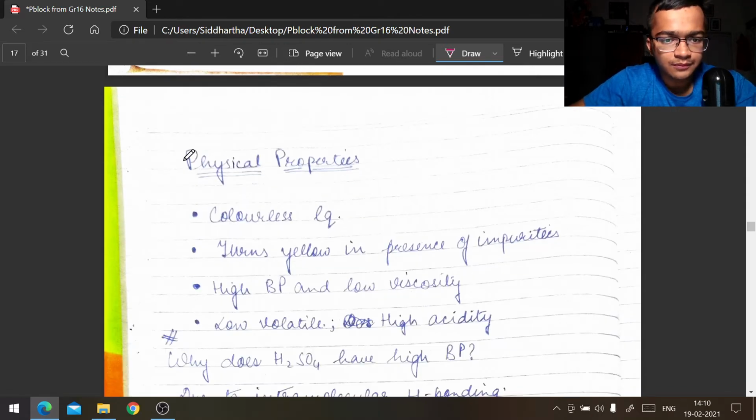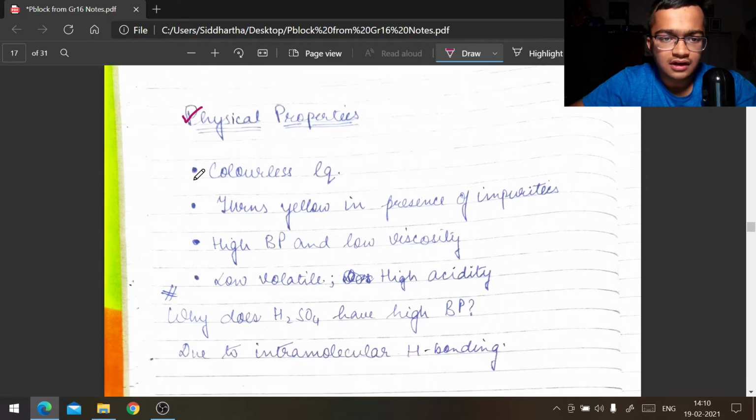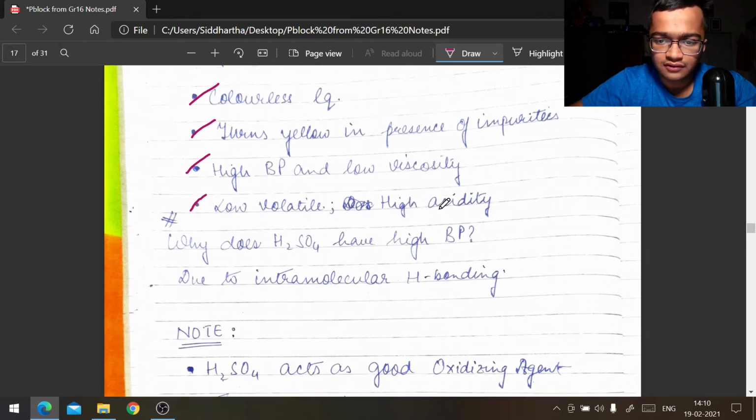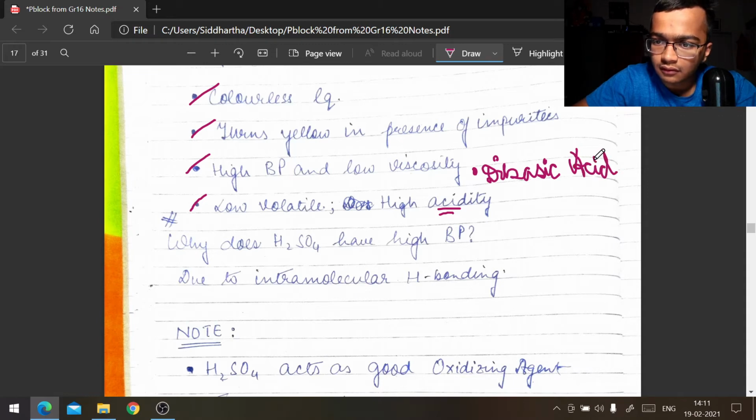Now the physical properties. It is a colorless liquid, it turns yellow in the presence of impurity, it has a high boiling point and high viscosity, and it is low volatile because of its high acidity. Now you have to remember that H2SO4, I have missed a point, is a dibasic acid, because it liberates 2 hydrogen ions in aqueous solution.